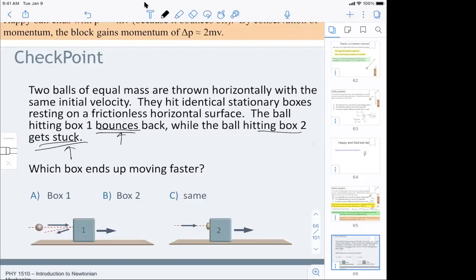For the one that bounces back, the box has to move faster to still have the same momentum before and after the collision, right? That is the conservation of momentum.